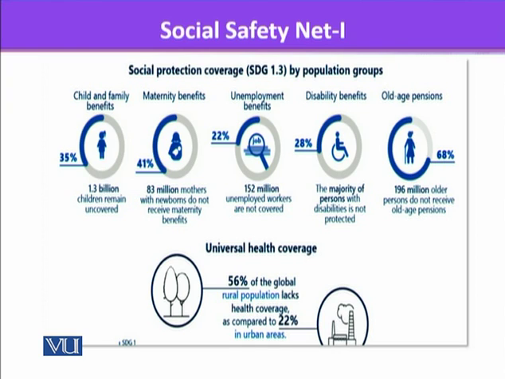Then there is the division between the rural areas and the urban areas, and 56% of the global rural population lacks health coverage as compared to 22% of the urban areas. So there is more than 30% of a gap based on where one is located or residing.